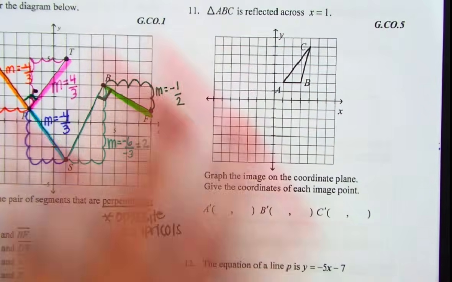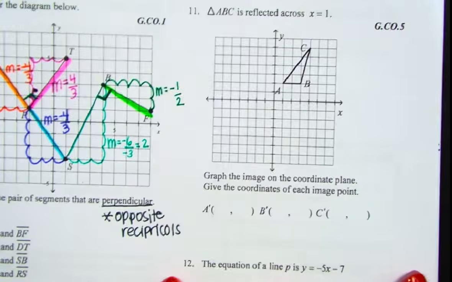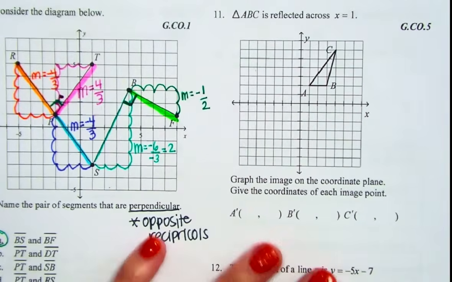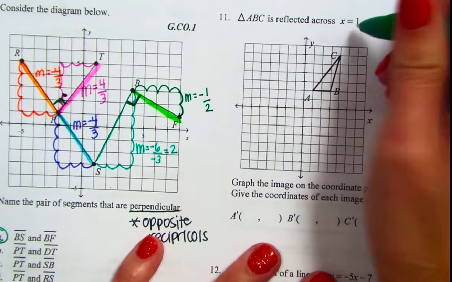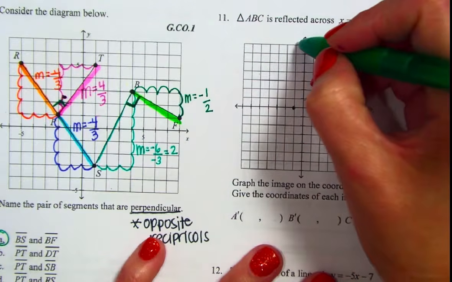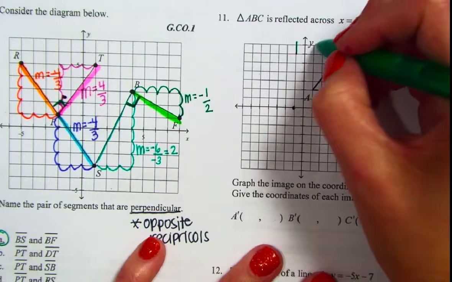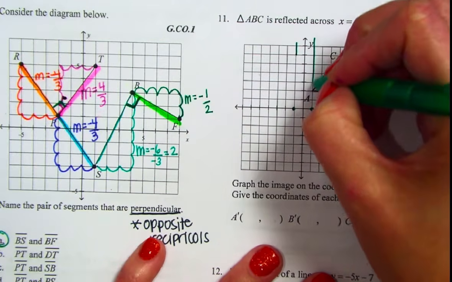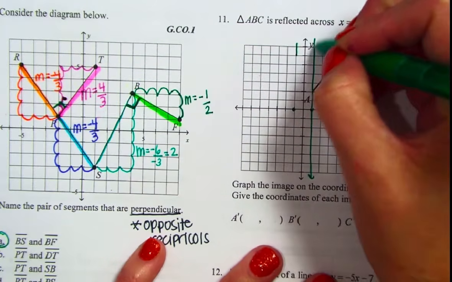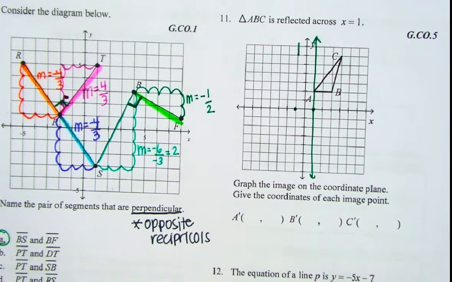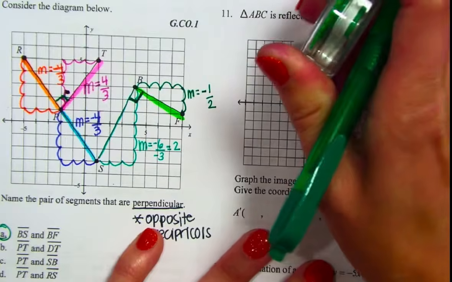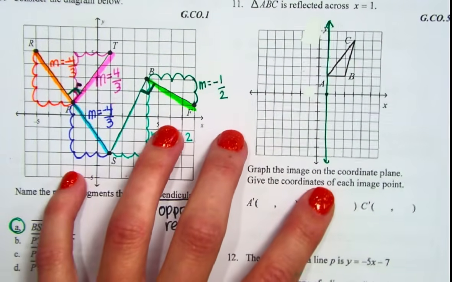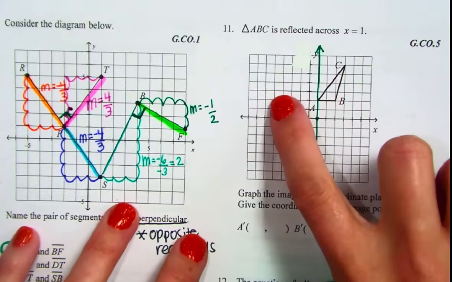We're going to reflect triangle ABC across x = 1. So I'm going to start by drawing that line of reflection, x = 1, vertical line. Oh, I almost drew it at -1. Sorry, guys. X = 1 would be right here, that vertical line. So I am going to go ahead and reflect this across x = 1.